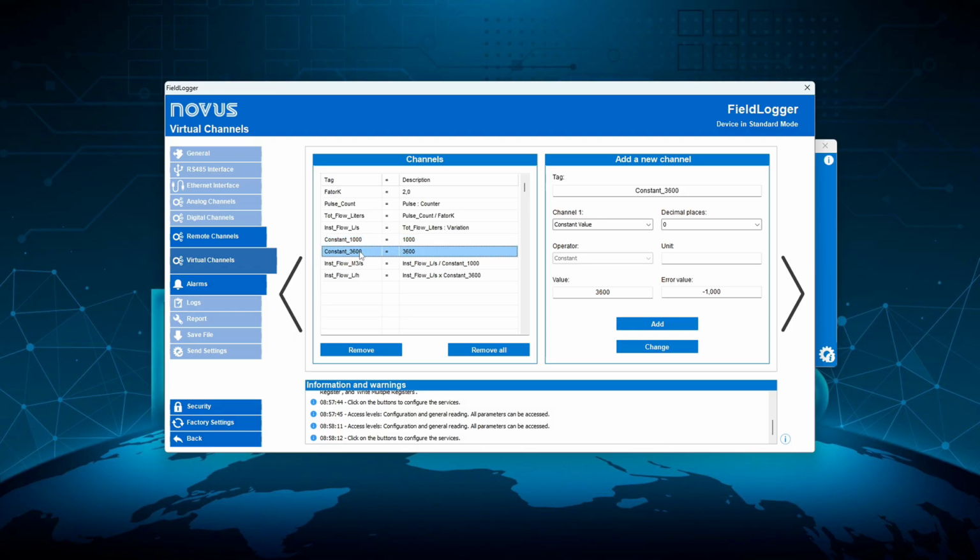To obtain the flow rate in cubic meters per second, I divide my flow rate in liters per second by the constant 1,000. I define the number of decimal places as 4 and the unit as cubic meters per second. To obtain the flow rate in liters per hour, I multiply my flow rate in liters per second by the constant 3,600. I define the number of decimal places as 2 and the unit as liters per hour.